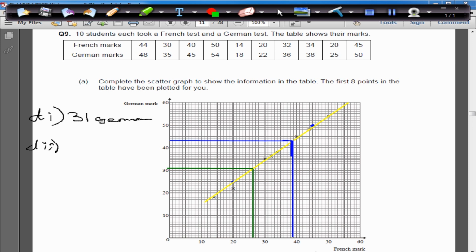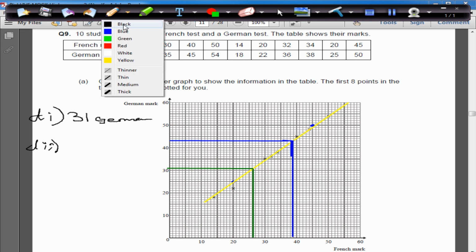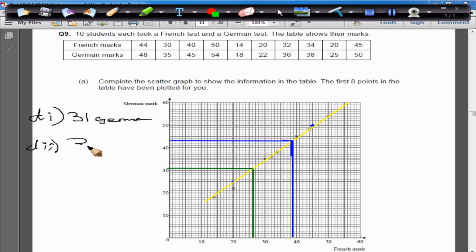So, what do we get? What did you get for yours, Idris? Lovely, I got 38. I've also got 39. Fantastic answer. 39 in that region. So we say it is 39 is the French mark.